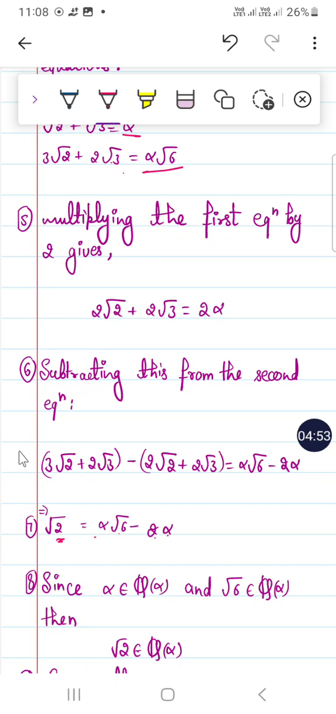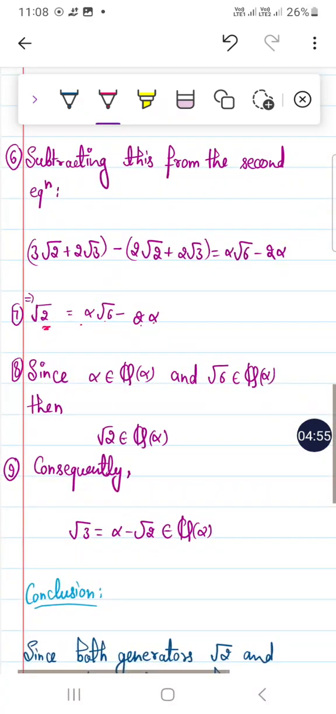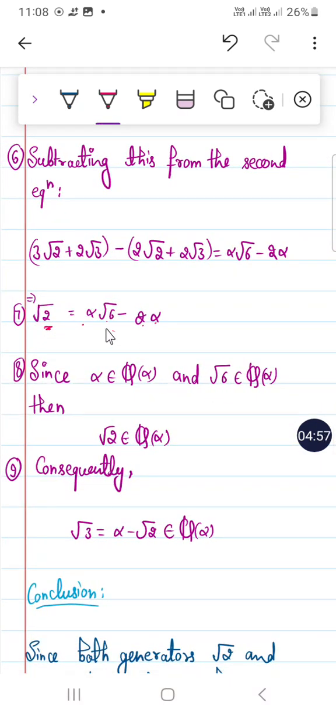So this implies that as alpha is in Q(alpha) and root 6 is also in Q(alpha), root 2 is also in Q(alpha). If root 2 is in Q(alpha), then root 3 follows: as we know that root 2 plus root 3 equals alpha, root 3 equals alpha minus root 2. This is also in Q(alpha).